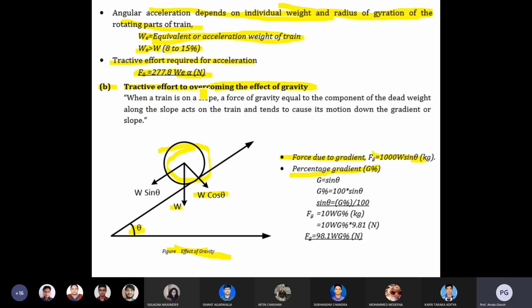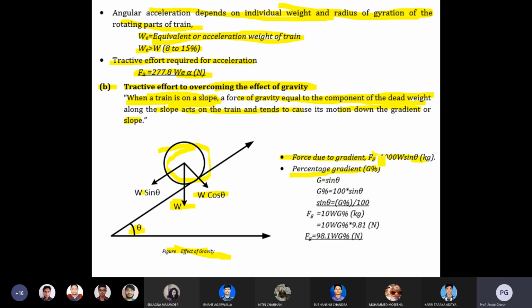Now you are considering overcoming the gravity that I am talking about. Normally it is W into mu, but if the angular movement is there when the train is on a slope, the tractive effort with the gravity when the train is on a slope is a force of gravity equal to a component of the dead weight. Force component means W cos alpha. That value acts along the slope on the train, and the train tends to move down the gradient of the slope. That's my cause for the gradient of the slope.